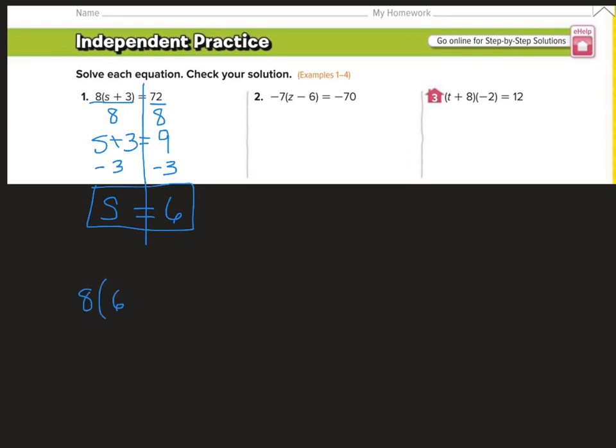8 times the sum of 6 plus 3 equals 72. 6 plus 3 is 9. 9 times 8 is 72.